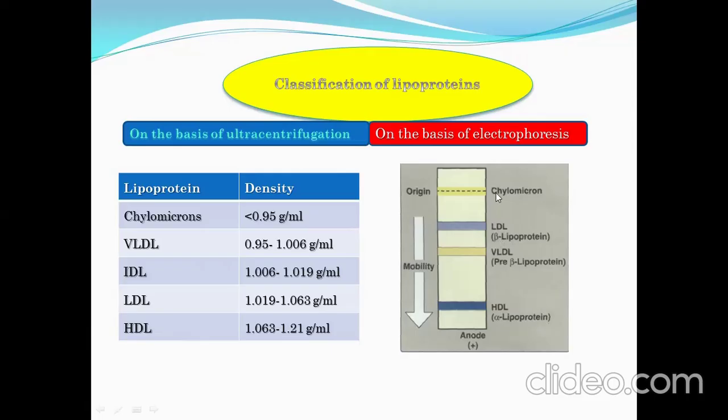Here this is the cathode, negative, whereas the anode is positive. According to the charge nature and shape, molecules get separated in an electric field. Based on electrophoresis and ultracentrifugation techniques, the lipoproteins are classified like that.